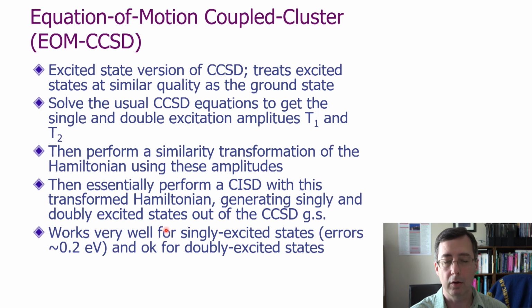And this works quite well for singly excited states where I promote one electron. I get values within about 0.2 electron volts of experiment if I use a decent basis set. And even if I have a double promotion of electrons, which is hard to describe by many methods, this can work okay with EOM-CCSD.